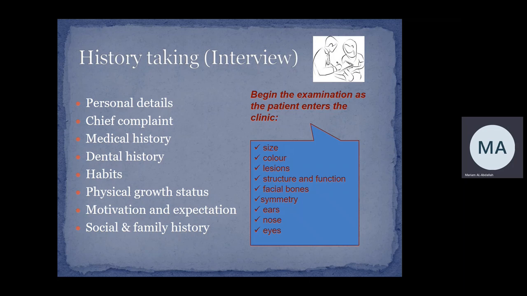The color of the skin, is he pale? Are there any patches of abnormalities in his skin? Lesions, structure and function of the craniofacial area, or even of his different musculatures to look for any sometimes learning difficulties or learning problems. Facial bones, of course, symmetry, ears, nose, eyes. You need to pay attention to lots of details from the moment the patient enters your clinic.